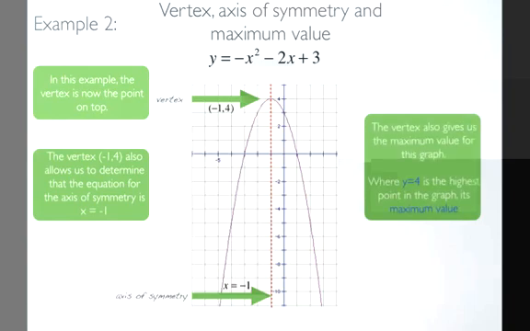The vertex also gives us the maximum value of this graph, where y equals 4. This is the highest point in the graph. It's our maximum value. So where x is equal to negative 1, y is equal to 4. 4 is our maximum value.